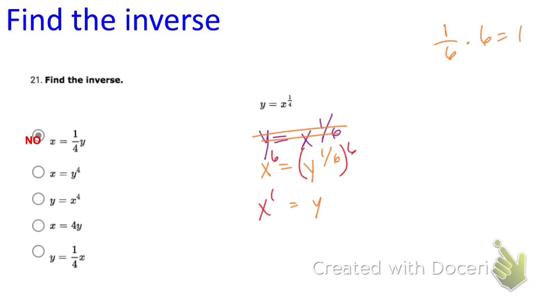So I have x to the 6th, and then 1/6 times 6 is 1. So that's your answer.